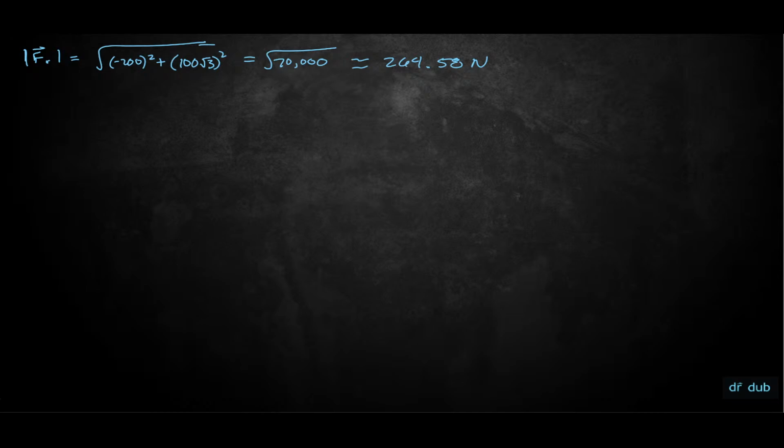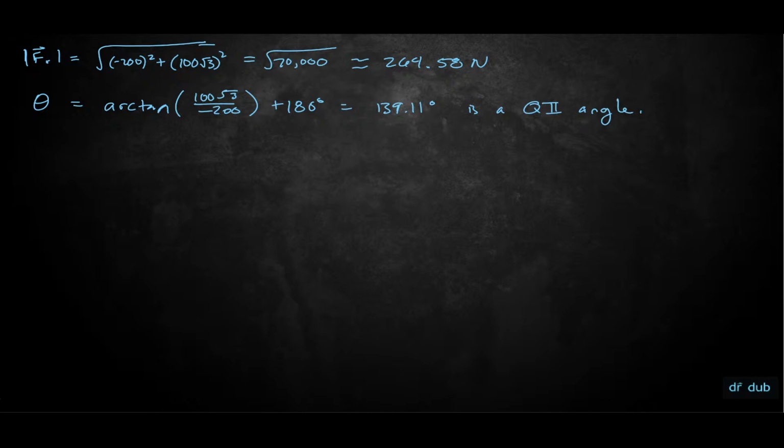So let's find the angle theta that's made. Well, that's going to be the arctan of the y component over the x component. So arctan of 100 square roots of 3 over negative 200, plus 180 degrees, which is 139.11 degrees. So kind of like we expected, it's an angle in quadrant 2, just like we expected.